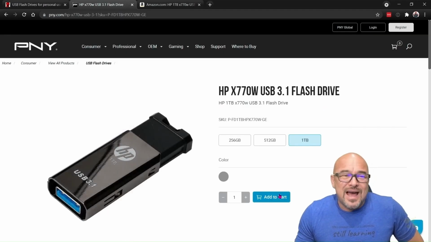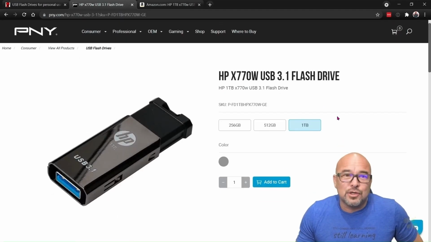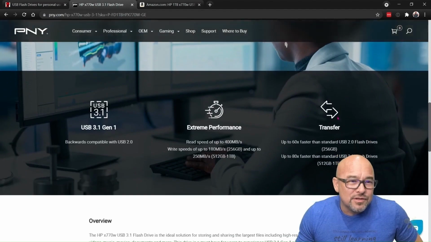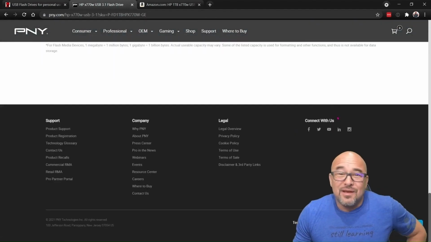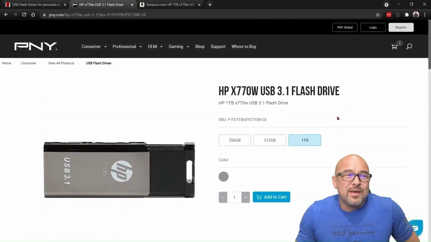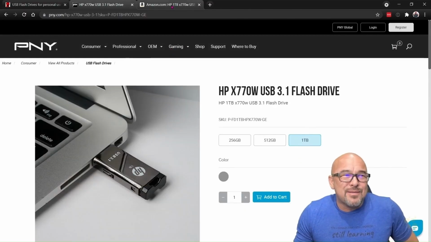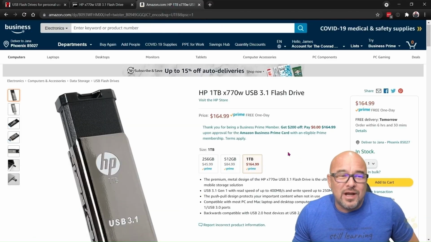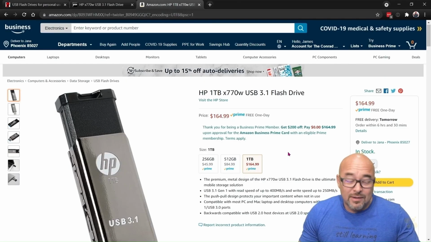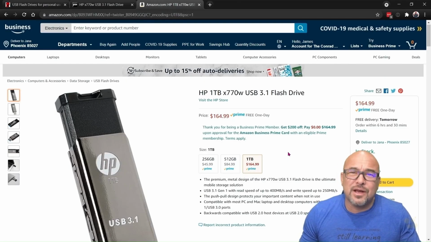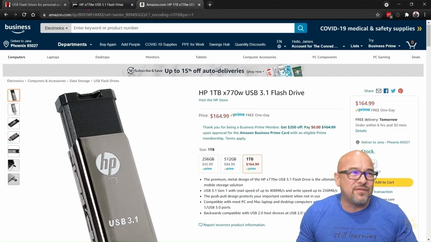But look at this. It says add to cart. Well, I might like to, but I wonder how much it is. There's no price on here. It's one of those things. If you have to ask, you can't afford it, apparently. Anyway, I did look this up on Amazon. 1 terabyte for $164. That's actually pretty good value. I should get a commission for when I show these devices.